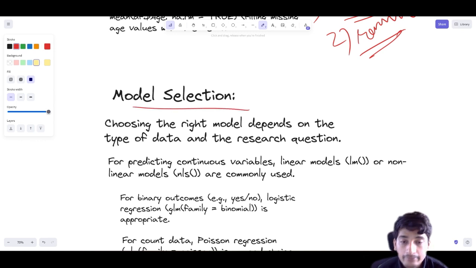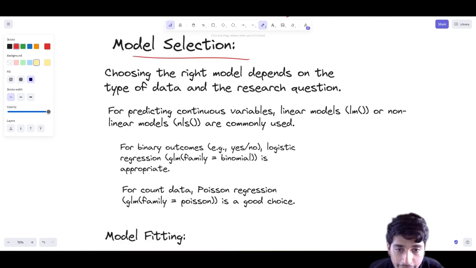Next, we have model selection. This is the next main important thing. Once you have the data cleaned and transformed, you need to select which model you need to use. Basically, if you need to use a linear model, you could use a linear model.